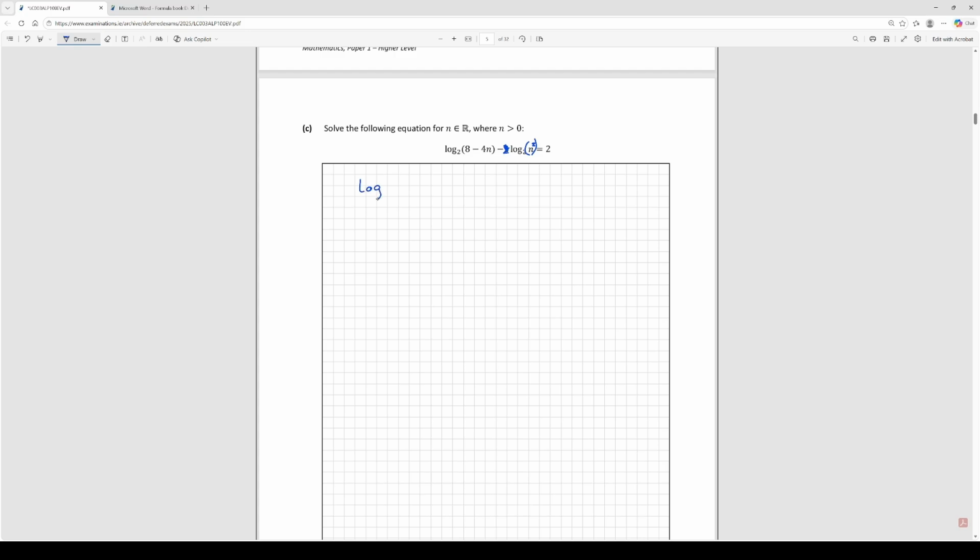And then what I can do is condense that into log of 8 minus 4n over n squared. That's if you're minusing two logs that are the same base. That's equal to 2. And then if we use the top right of page 22, that ends up being 8 minus 4n over n squared is equal to 2 to the power of 2, which is 4. And then we'd end up with 4n squared plus 4n minus 8 equals 0. Divide everything by 4, we get n squared plus n minus 2 equals 0. Then we'd get n plus 2, n minus 1.